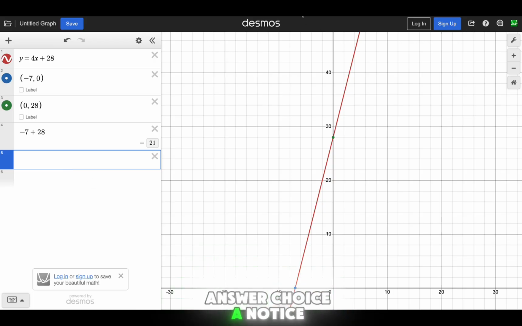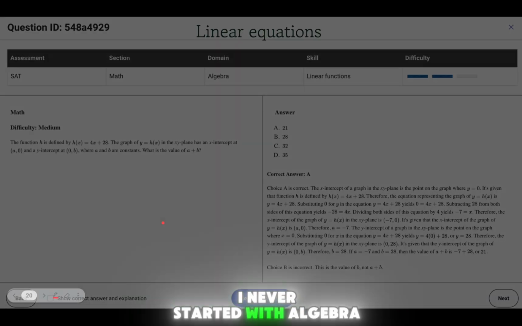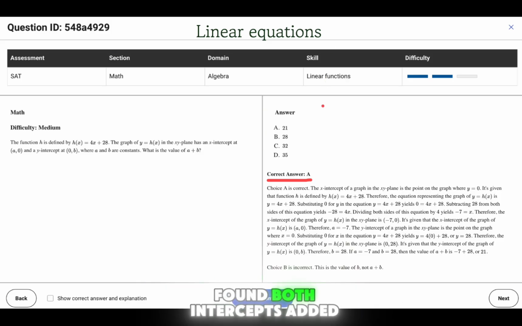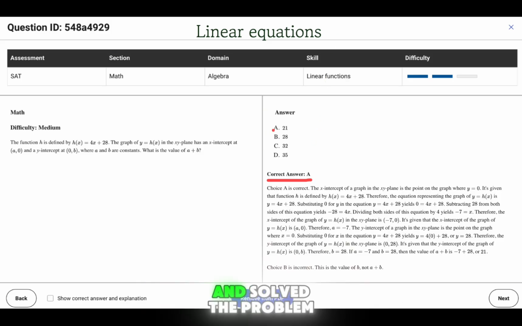Answer choice A. Notice what happened. I never started with algebra. I recognized the pattern, graphed the function, found both intercepts, added them together, and solved the problem in under 30 seconds. That's exactly how an 800 scorer thinks.